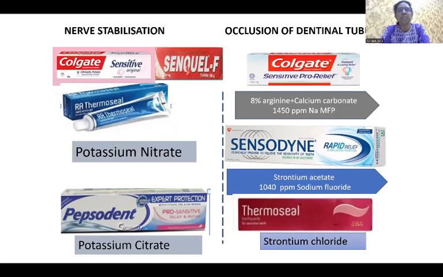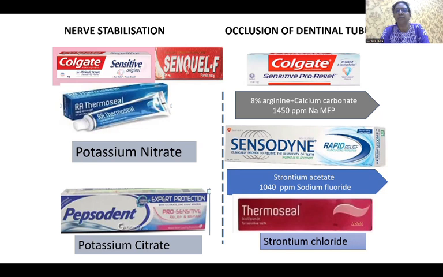These are some commercially available toothpastes. For example, we have Colgate Sensitive, Senquel F, RA Thermoseal. All these toothpastes have potassium nitrate as their active ingredient. Pepsodent Expert Protection has potassium citrate as its active ingredient. These compounds will help in nerve stabilization and prevent or reduce the sensitivity of the tooth.